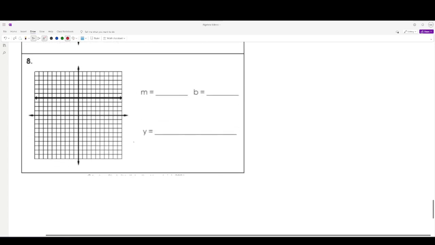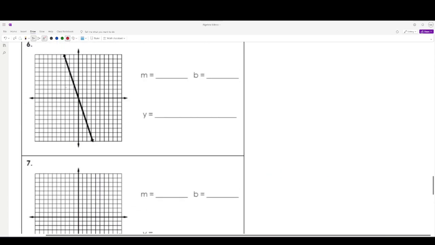Number 8 is the first one that's significantly different because this one is a horizontal line. And we know that horizontal lines are always y equals something. So we know the slope is 0 because it's horizontal, and our y-intercept is 1, 2, 3, 4. So we have (0, 4) as our y-intercept. And that means our equation is just y equals 4. So there won't be any slope part of it. That is equivalent to y equals 0x plus 4, but of course we don't write 0x.